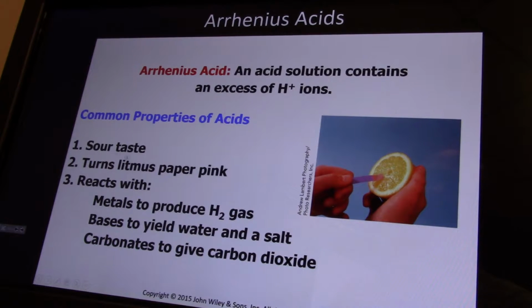Acids have a sour taste. They'll turn litmus paper red, and they react with metals to produce hydrogen gas. They react with bases to produce a salt and water, and they react with carbonates to produce carbon dioxide. So if you put vinegar on baking soda, it erupts into gas because the carbonate, sodium bicarbonate, is reacting with the acid to form carbon dioxide, which is the gas that is being released.